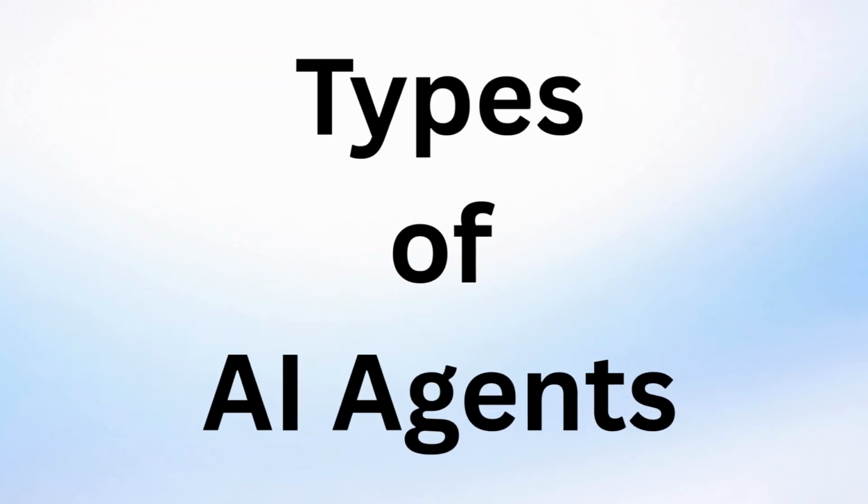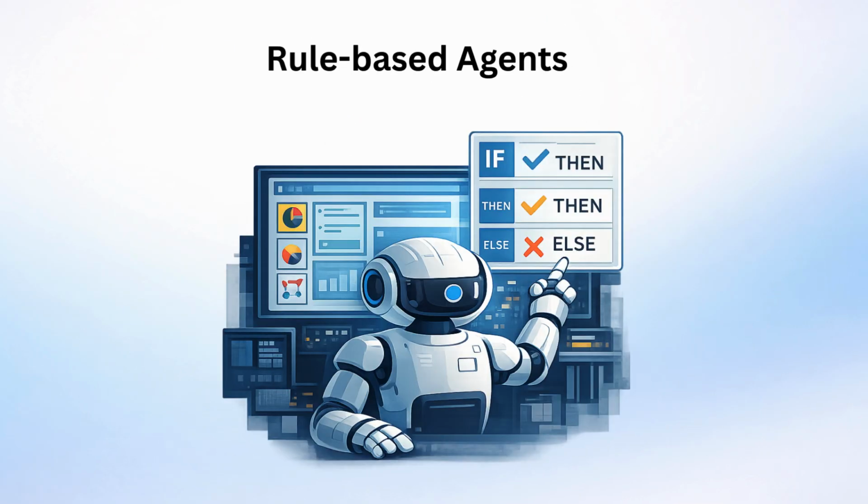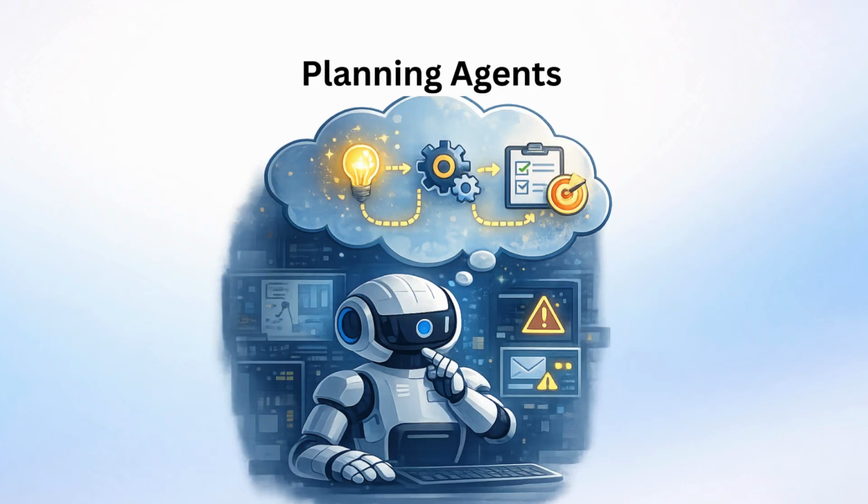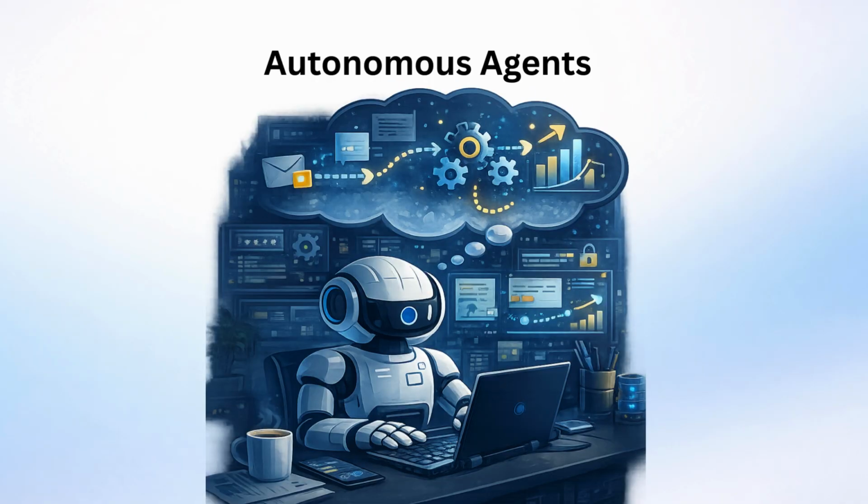Not all AI agents are the same. Some are rule-based agents, where behavior is strictly predefined. Others are reactive agents, responding immediately to inputs. More advanced systems use planning agents, where the LLM generates multi-step plans. And autonomous agents can run for long periods, executing LLM-driven workflows with minimal human input.